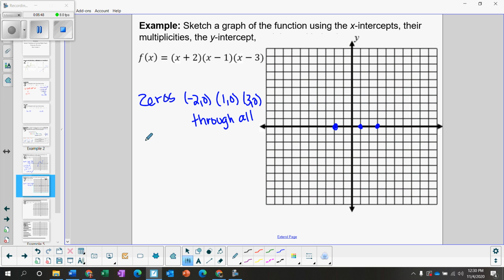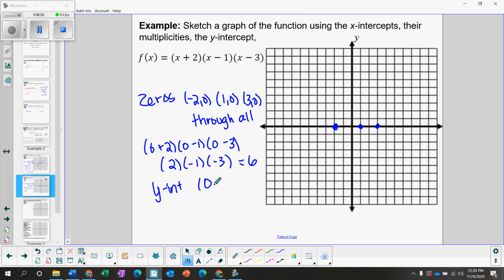All right, I'm going to find my y-intercept. So we have 0 + 2, 0 - 1, and 0 - 3. So 2 times -1 times -3 is a +6. So we have a y-intercept of 0, 6.